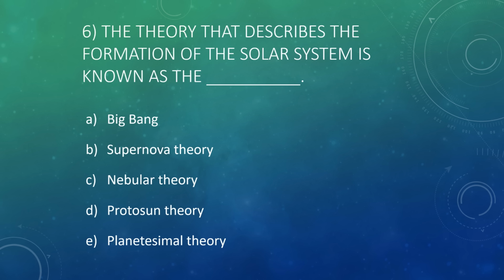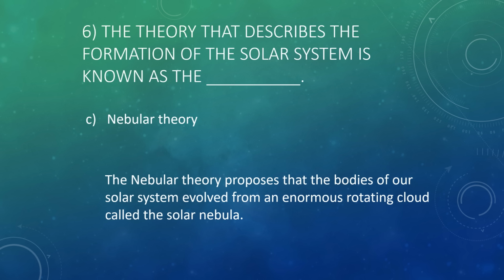Question 6. The theory that describes the formation of the solar system is known as the what? All right, the answer here is C. It is the nebular theory. The nebular theory proposes that the bodies of our solar system evolved from an enormous rotating cloud called the solar nebula.